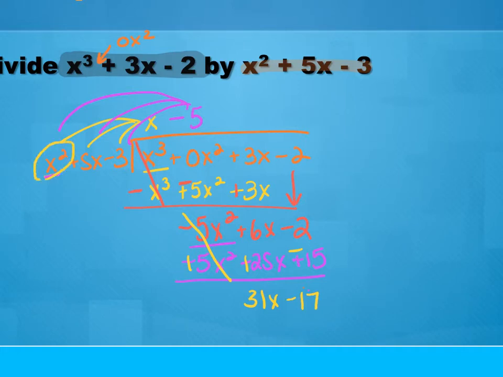Now the exponent on the outside has become higher than the exponent on what I've got to divide into it, so I am done. That whole thing is my remainder.